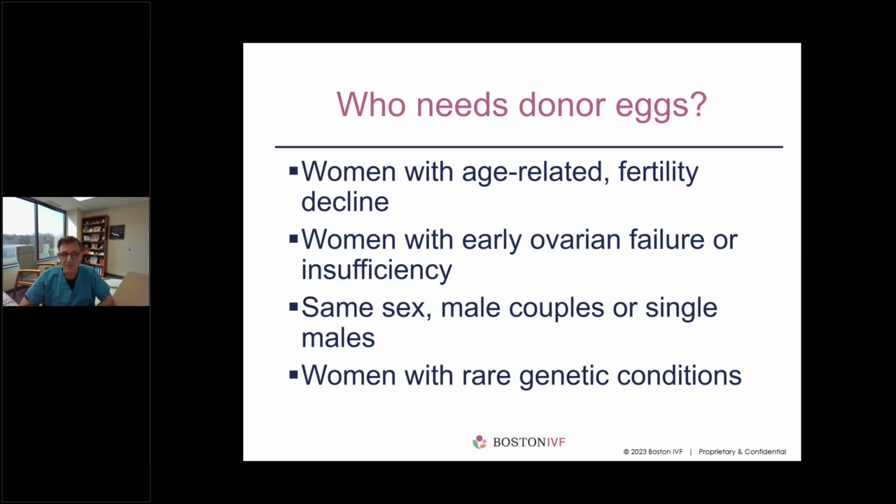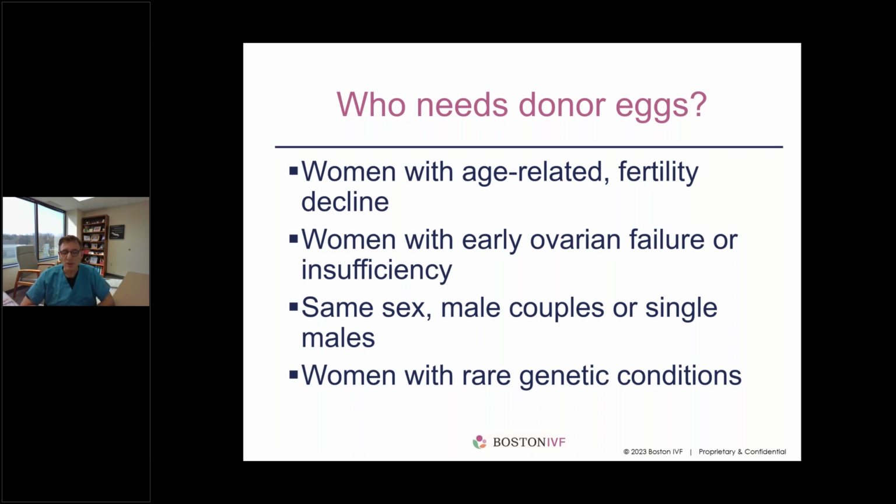It's also used for male couples. We see a lot of same-sex couples who come, interested in having children. And in that case, we use their sperm, we use a donor egg, and we use a surrogate. And we'll be talking about surrogacy later on.